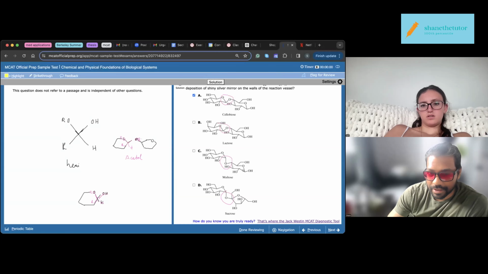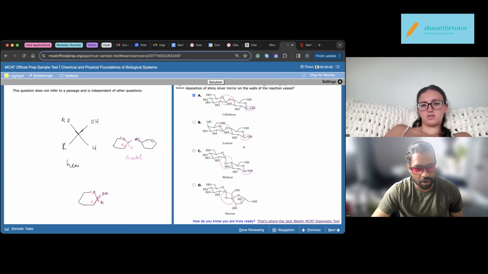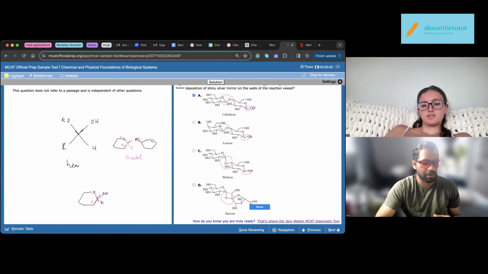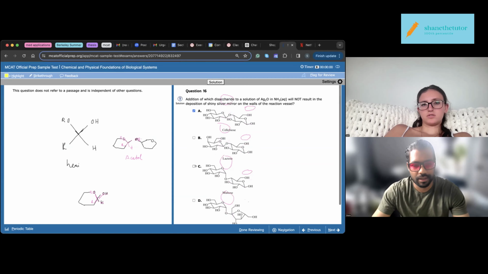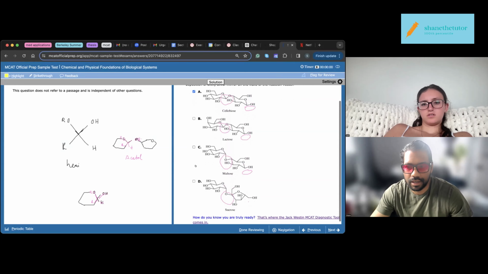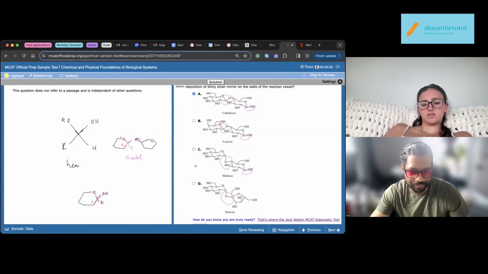But these at the ends, at least these three, are hemiacetals. So this one doesn't have it. This is the only one where it just has this alcohol group attached to the CH2 here. So A, B, and C are reducing, and the answer is sucrose. Yeah, the answer is sucrose.